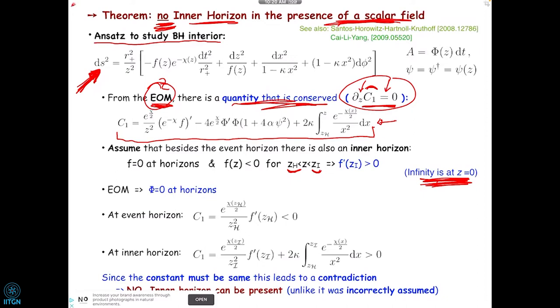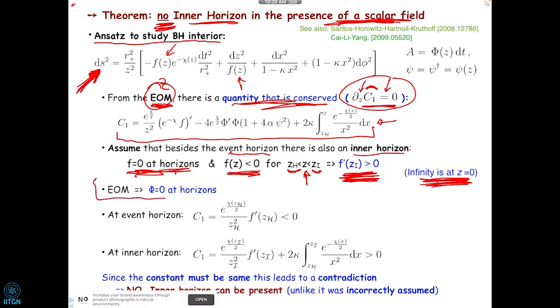Now, let's assume that our system has two horizons. It has the event horizon, but it also has a Wigner horizon. I know that F, this F that appears here, must be zero at the horizons, okay? Moreover, I know that F must be negative in between the event and Wigner horizon. Because outside the event horizon, it is positive, then it is negative in between the two horizons. And this in particular implies that the derivative of F at the Wigner horizon is necessarily positive. And this is very important.